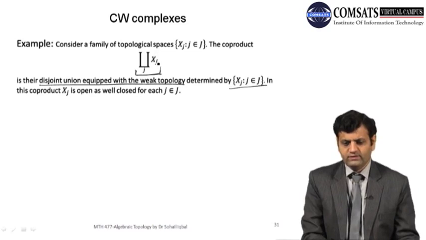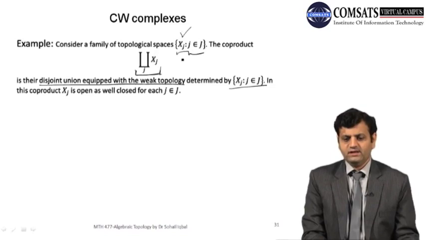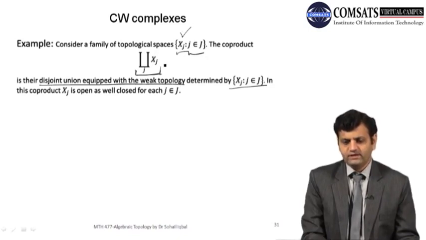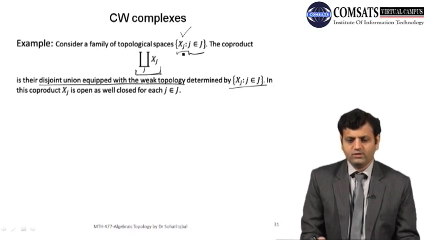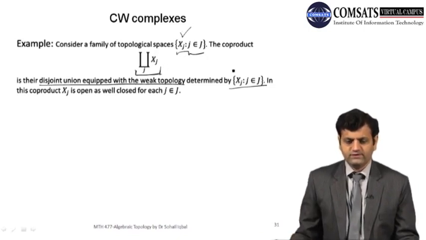Okay, so when we are taking the co-product of different topological spaces, we can say that this collection of topological spaces covers the whole space, and these X_i's are also topological spaces, and they are disjoint. So basically they agree on their intersection, and the intersection is also closed in each and every one of them. So all the conditions are satisfied. So that's why we can say that we have a weak topology on the co-product of topological spaces.